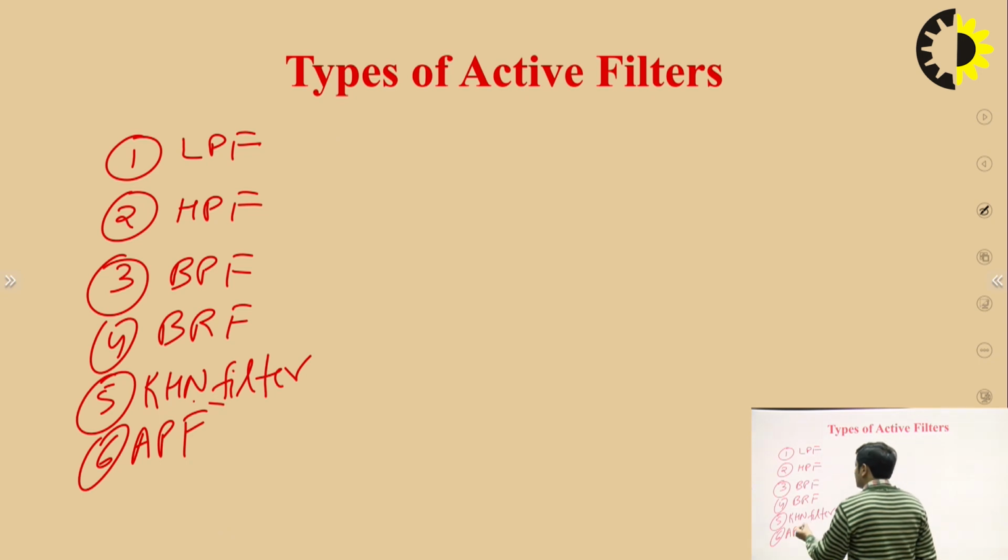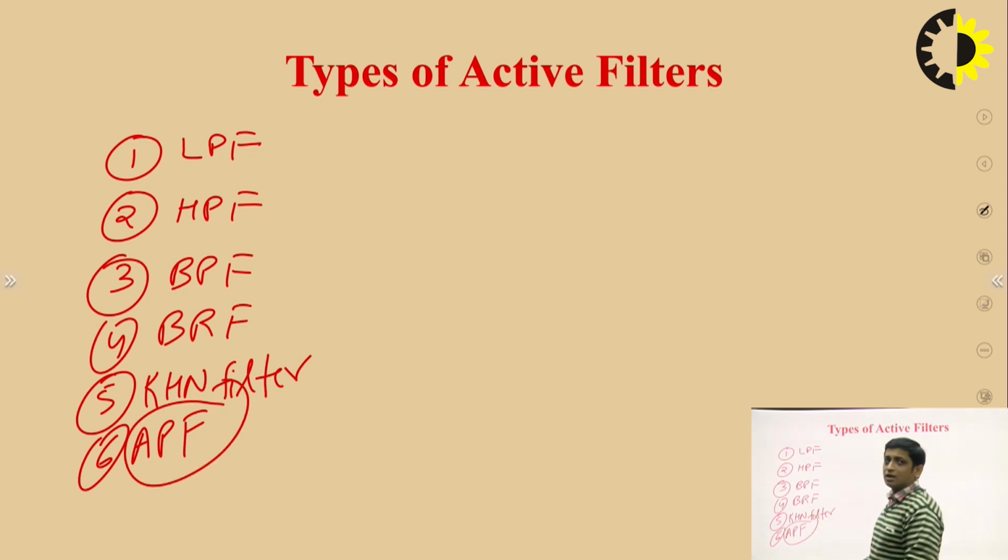The all pass filter is very much different from other filters. The reason is that it passes all the frequencies, as the name suggests, all pass. It passes all the frequencies, but it changes the phase of the input signal. Basically, the all pass filter is used in transmission lines. So that is a different topic. In this class, I am focusing on the first filter, that is the low pass filter.